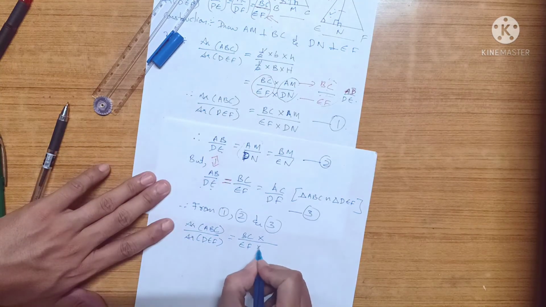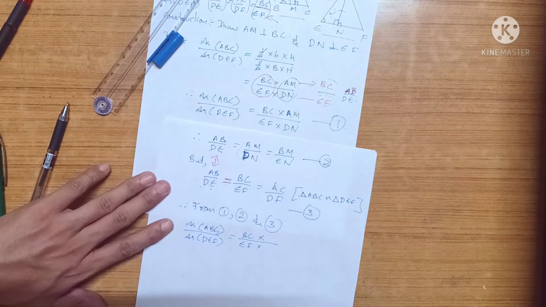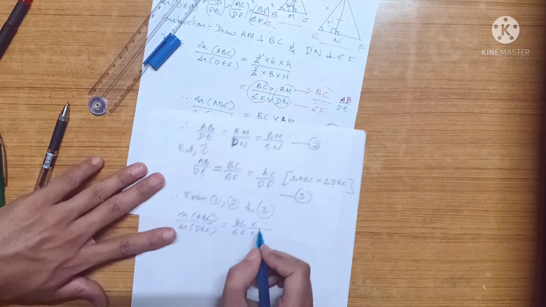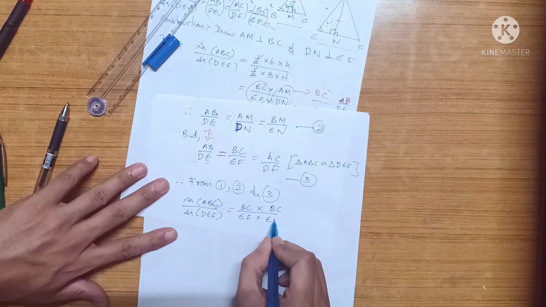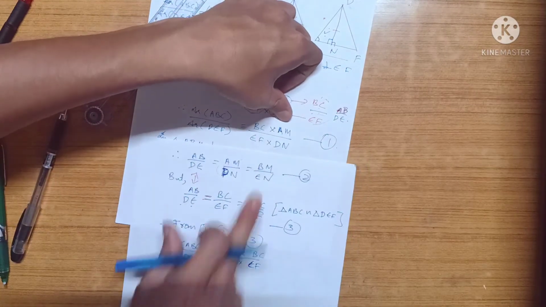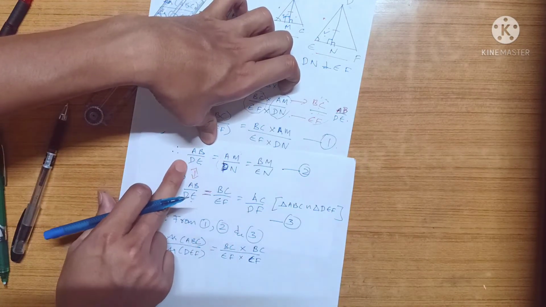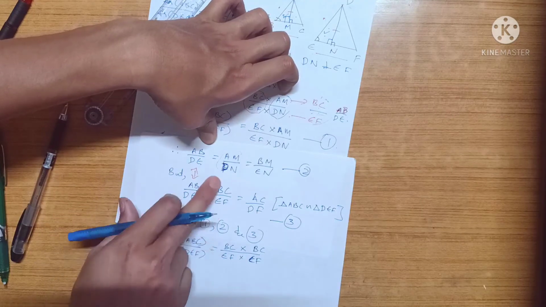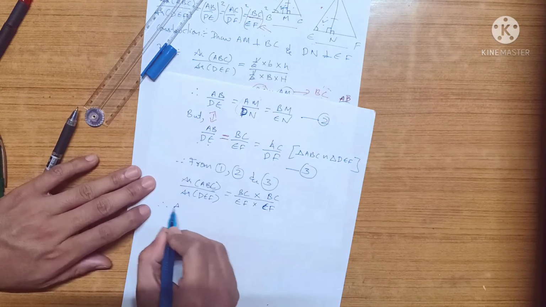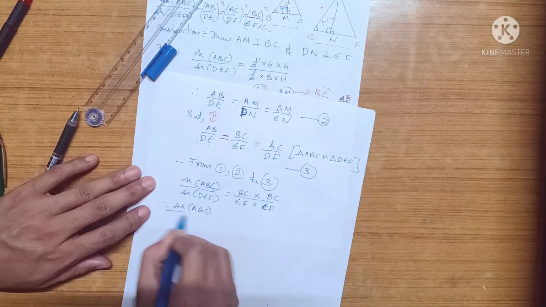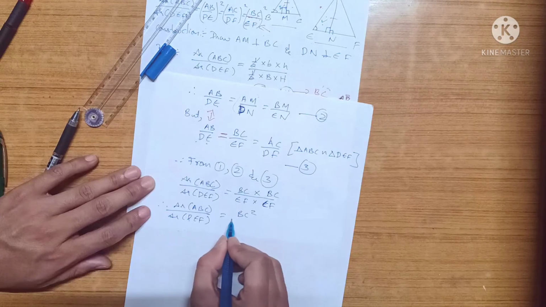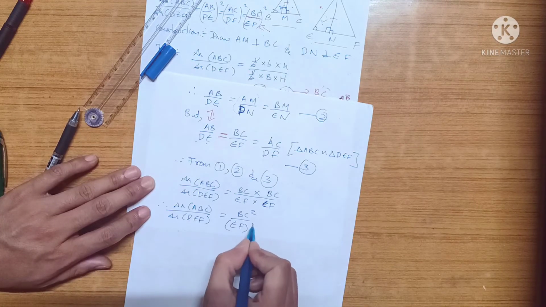We can do this in 2 steps if you want, or you can just do it in one go, it doesn't matter. Let's do it in 2 steps so that you will not get confused. Or okay, let's just do it directly. Instead of AM by DN, I wrote AB by DE, and instead of AB by DE, I wrote BC by EF. So BC by EF, BC by EF. Therefore, area of ABC by area of DEF is equal to BC square by EF square.